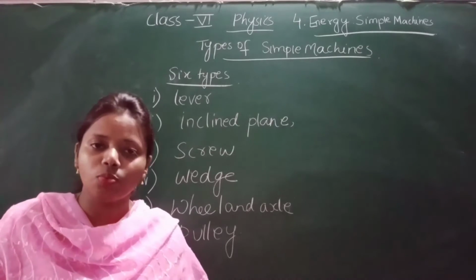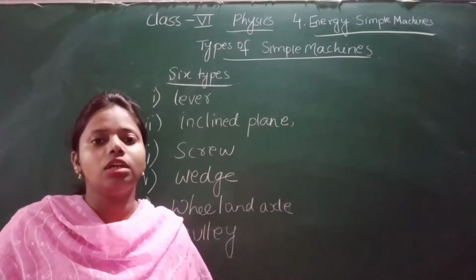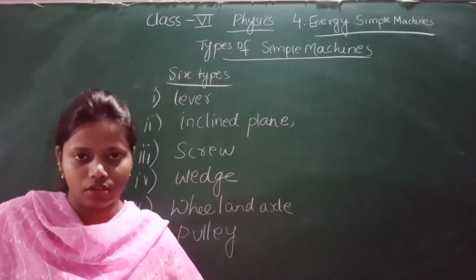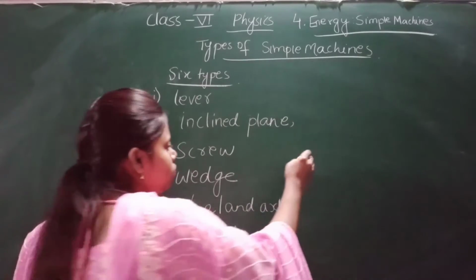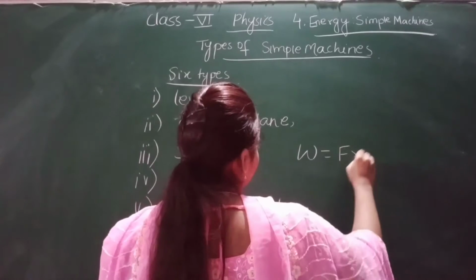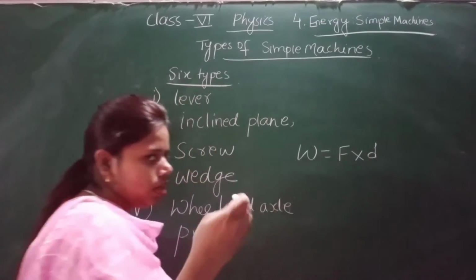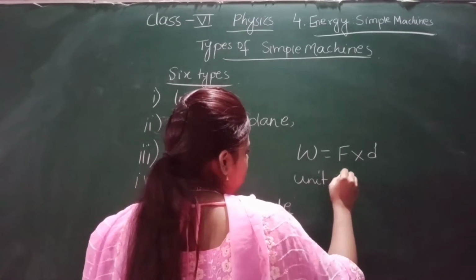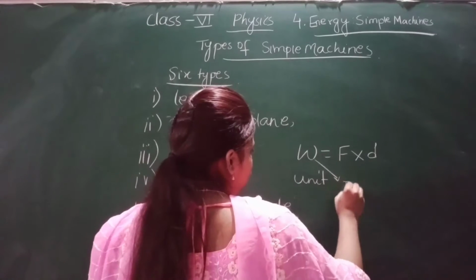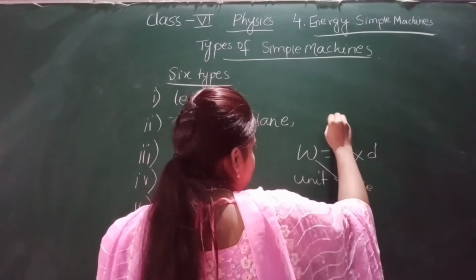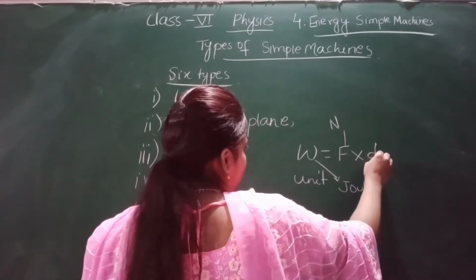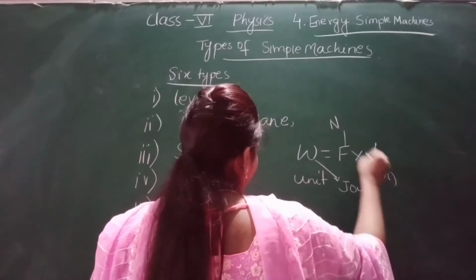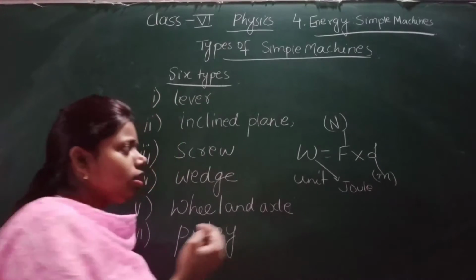We have even learned the formula of work: force into displacement, that is, the distance moved by the object. What unit do we use for work? Joule. For force we use Newton, that is N, and for displacement, or distance moved by the object, we use meter, that is m. This I have also taught you.